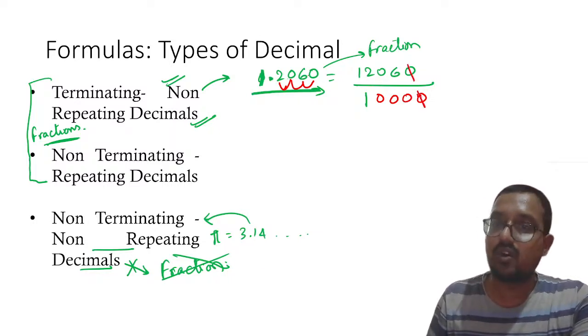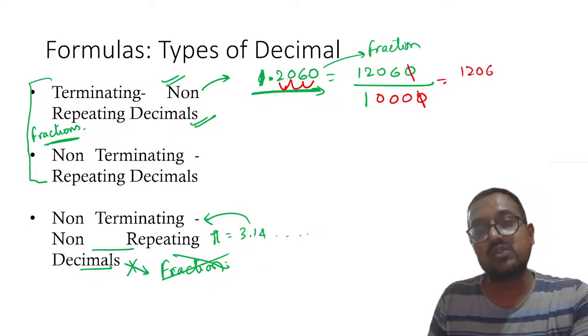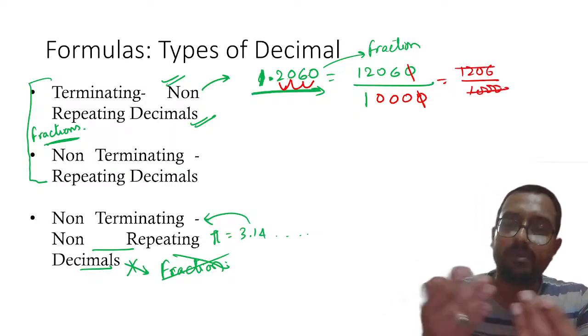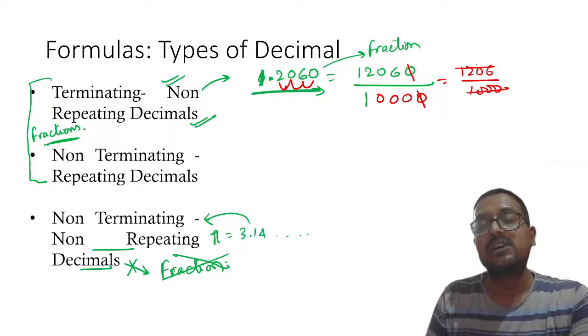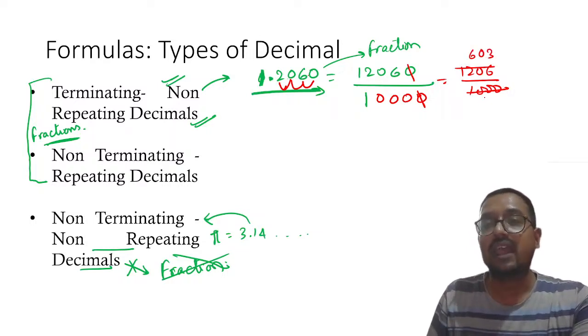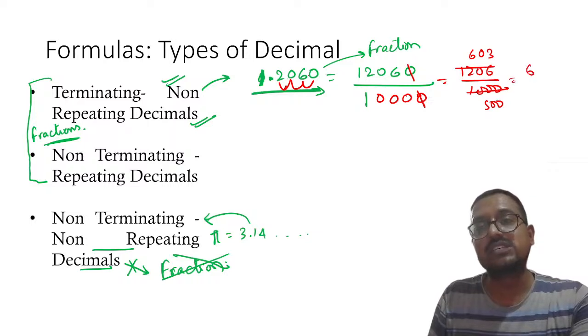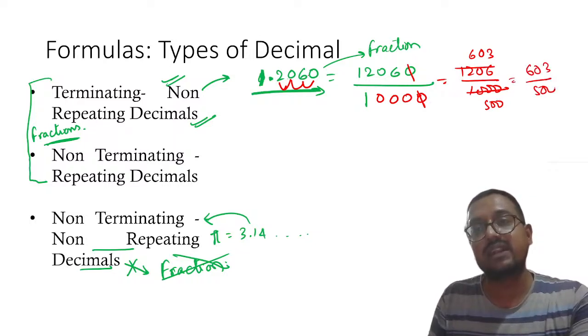0, 0 can be cancelled. Obviously, you know that. This is 1206 divided by 1000. And now you can divide it by maybe 4, maybe 2, whatever you can try. So let me divide it by 2, 603, right? And here it will be 500. So this is 603 divided by 500.